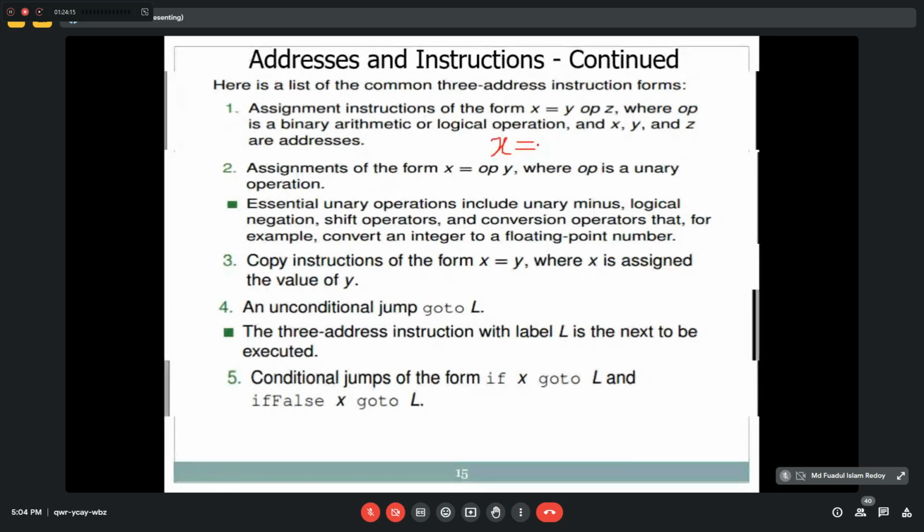Okay, so this one is also in 3 address form, because there are 2 operands, or 2 addresses, that is this x and y. So this is another form.